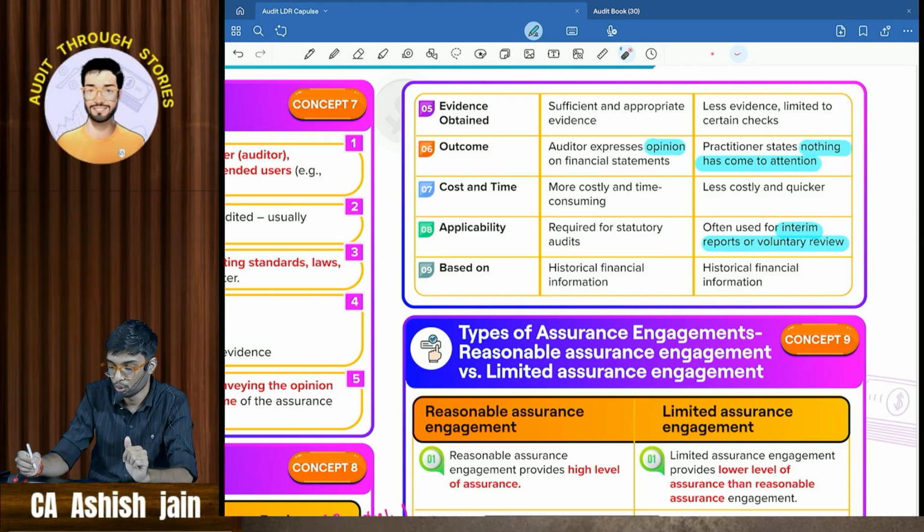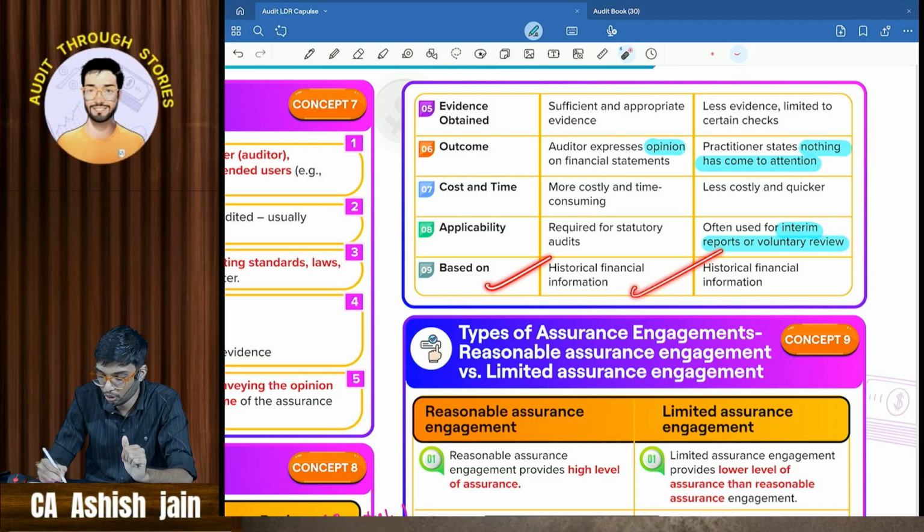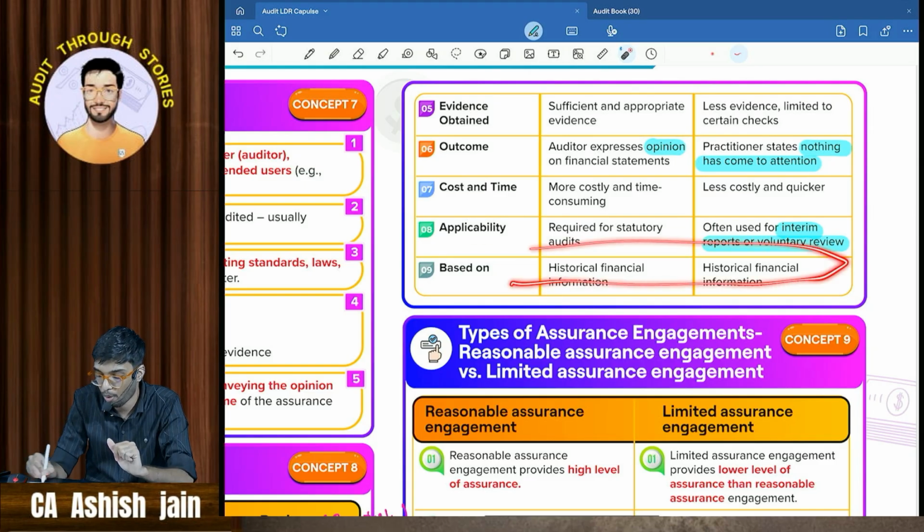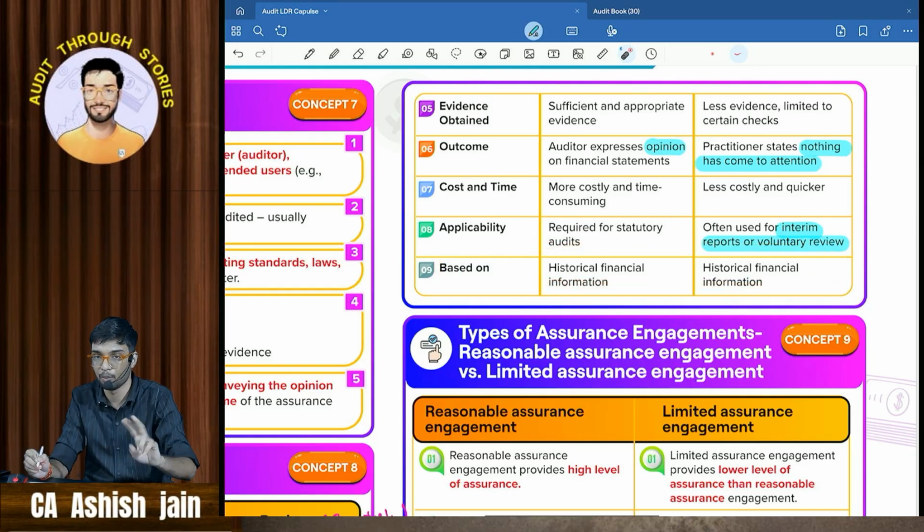Based on historical financial statements: both are based on historical financial information. So this is the common point which you will see in both the things.